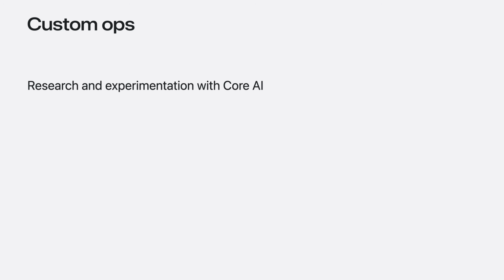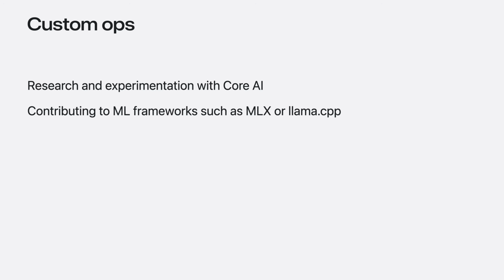There are a few reasons why you might want to work at the Metal level. ML research moves quickly, so you might want to implement custom operations which can plug into high-level frameworks such as Core AI. You may also need to write Metal kernels if you are contributing to an ML framework such as MLX or llama.cpp, or if you are working on a Metal-based application. The easiest way to get started is using the Tensor Ops library.